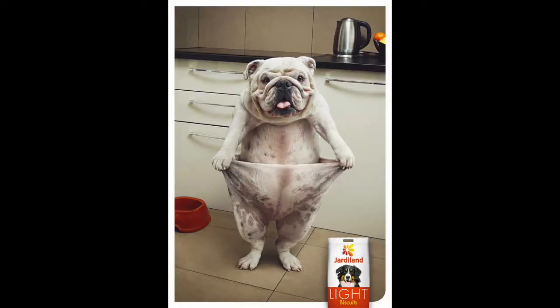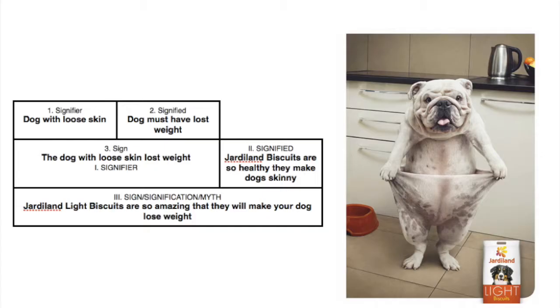A lot more goes through your mind while you are comprehending this advertisement than you think. Let me help you understand it. The first sign and second signifier of this image is what we get from the mere visual, which is the original signifier that the dog has loose skin, and we mix that with the first signified, which is that the dog must have lost weight, which gives us the first sign that the dog with loose skin lost weight.